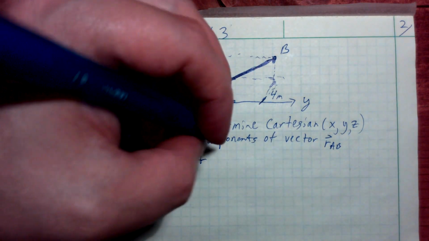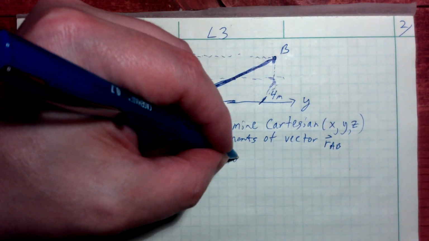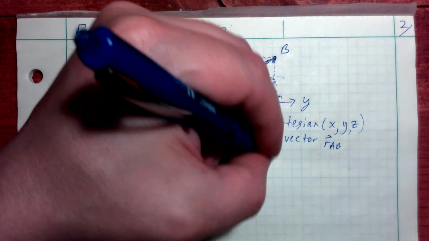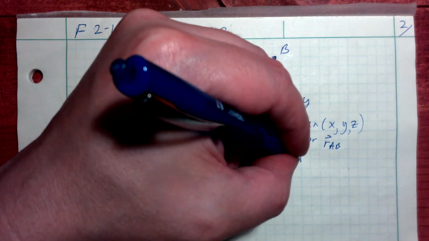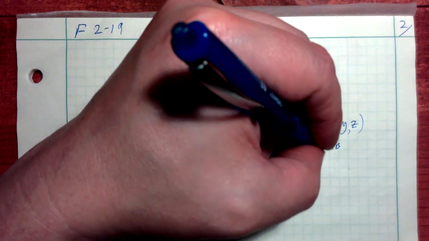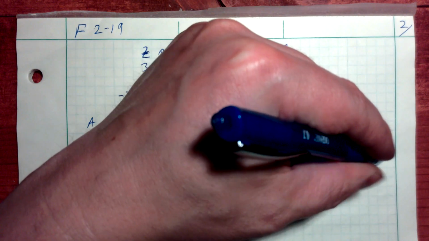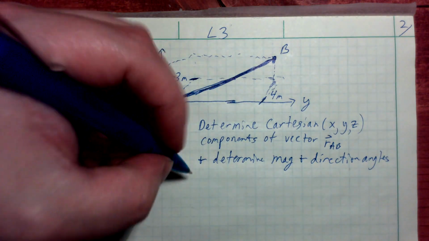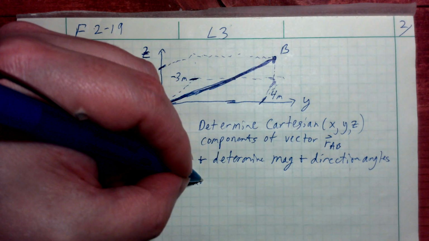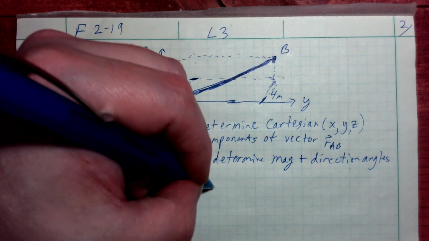And determine the magnitude and direction angles. That's the alpha, beta, and gamma angles. And I'm going to add a step to this one. We're going to do a bonus step. Bonus.